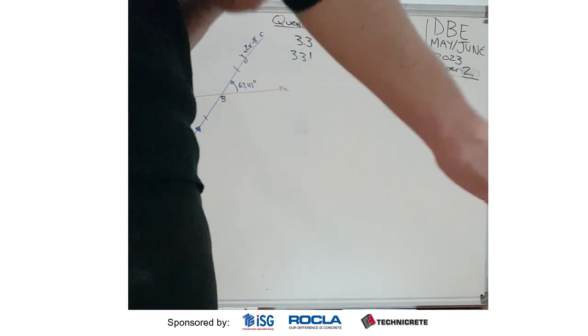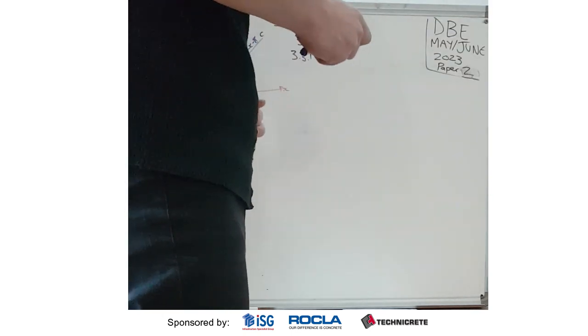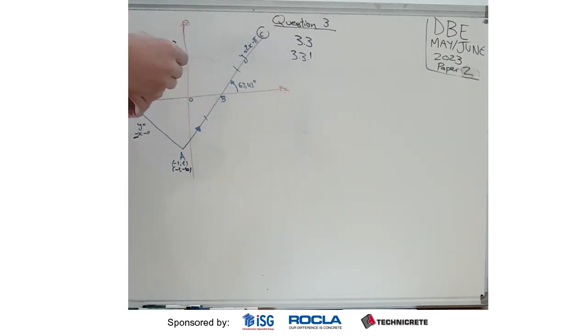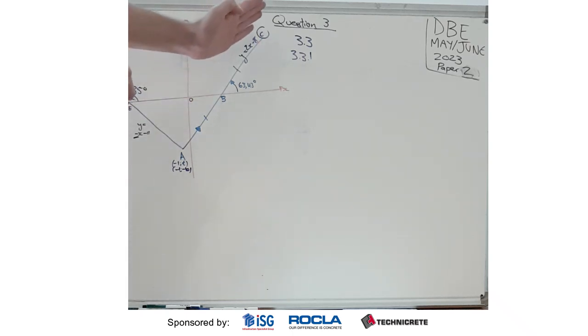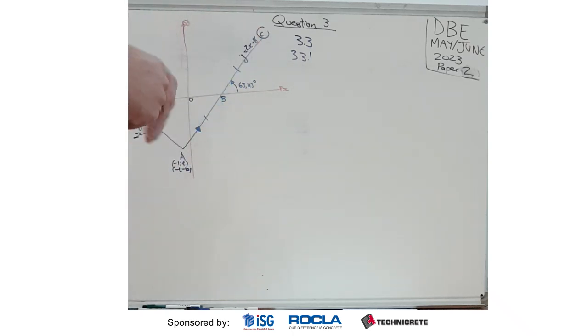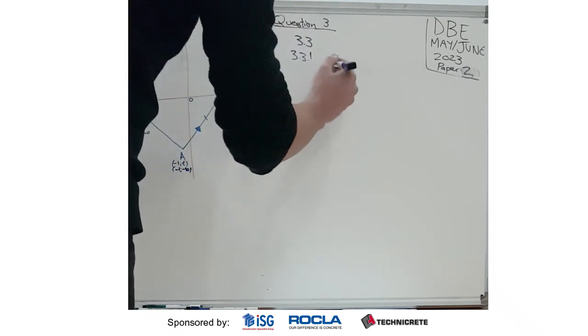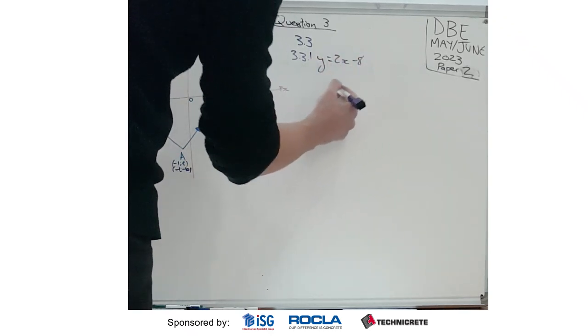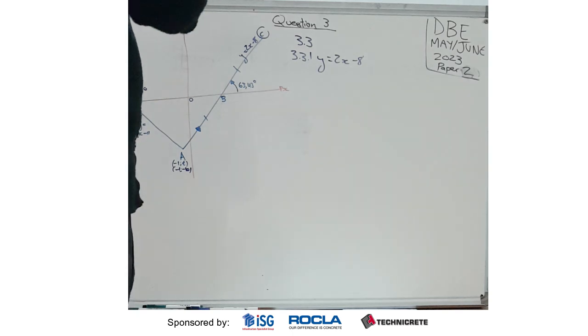Okay, welcome back. We're looking at question 3.3. The question is, calculate the coordinates of C. So this should be reasonably easy because we already have the equation of this line here, we already have A, we know that AB is equal to BC, so let's go for it. Let's start with working out B. Okay, so we know it falls on the line y equals 2x minus 8 that we calculated in the last question.